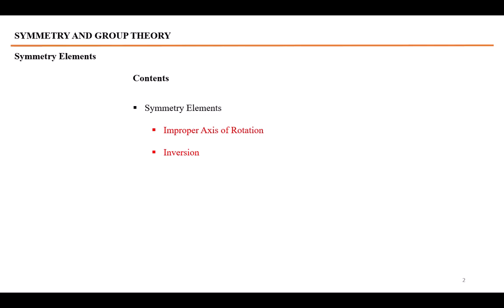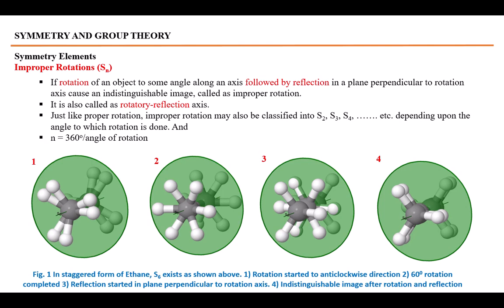We will discuss the improper axis of rotation and inversion here in this lecture. Improper rotation. If simple rotation of a molecule to some angle does not give an indistinguishable image, then there exists another symmetry element which is called an improper rotation. Actually, improper rotation is a rotation followed by a reflection in a plane perpendicular to that rotation axis.